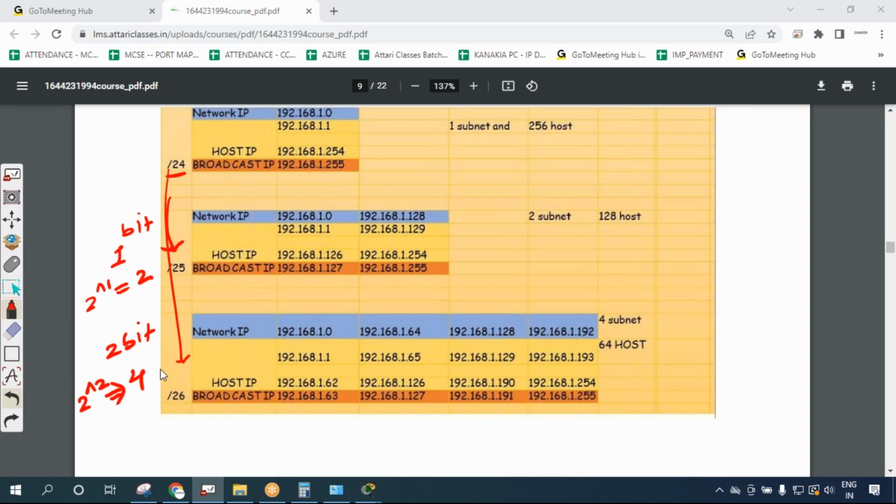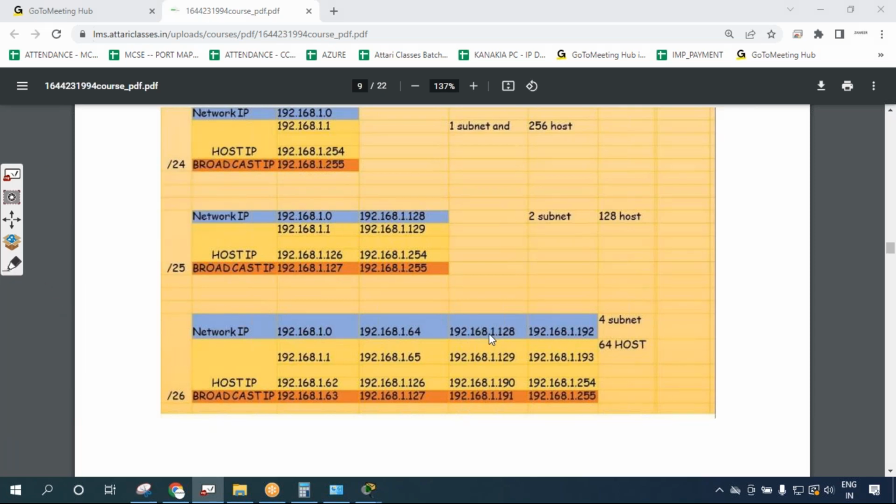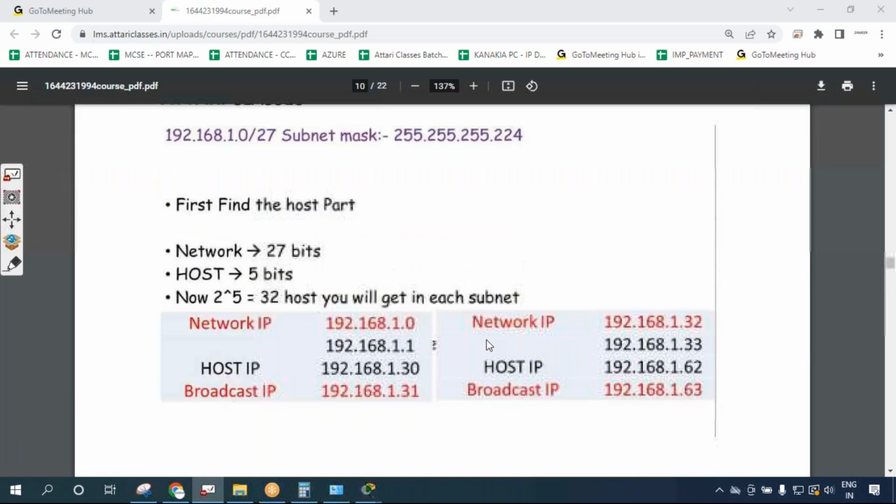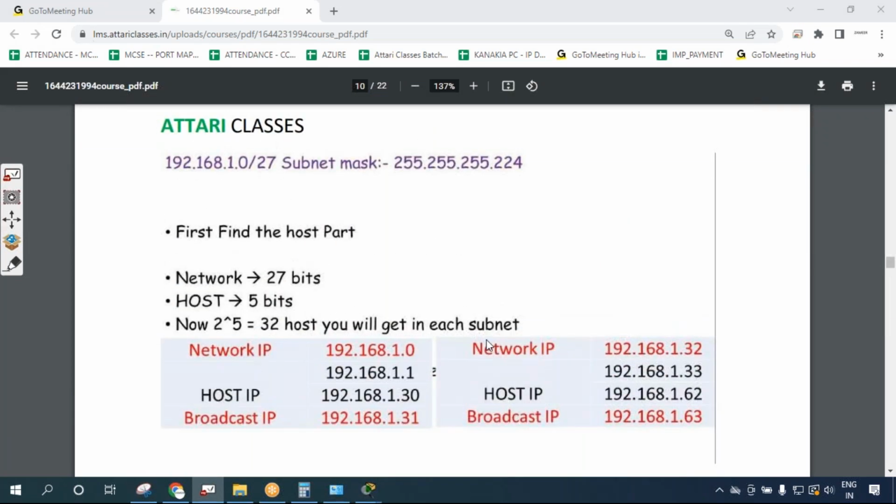/24 means 0 to 255, /25 means 0 to 127, /26 means 0 to 63. This answer is important. No one is interested in how many subnets you can create. Now my dear friends, the next is /27.